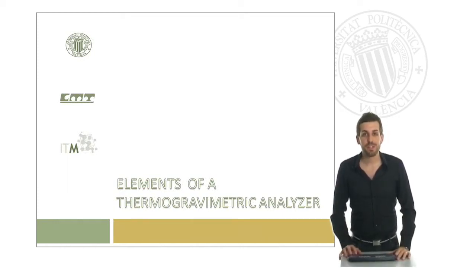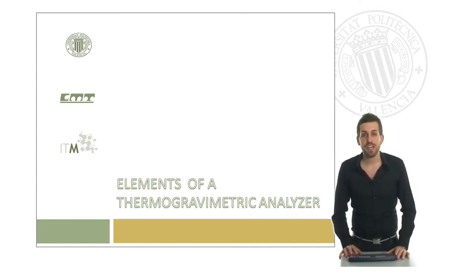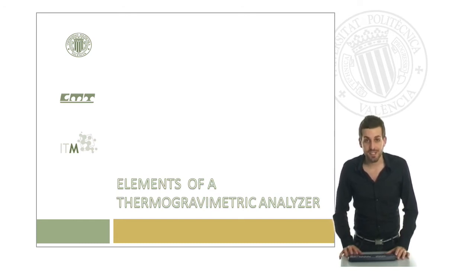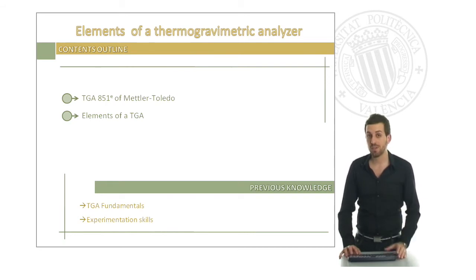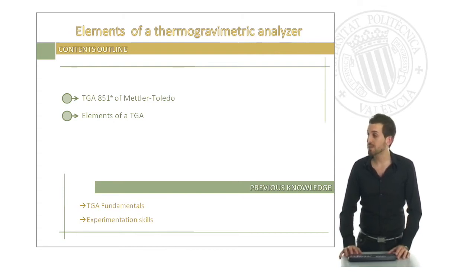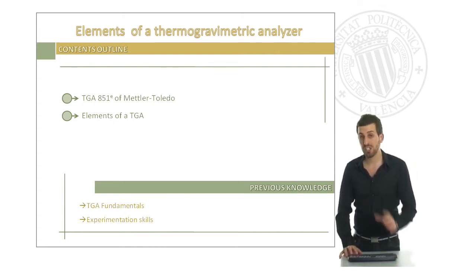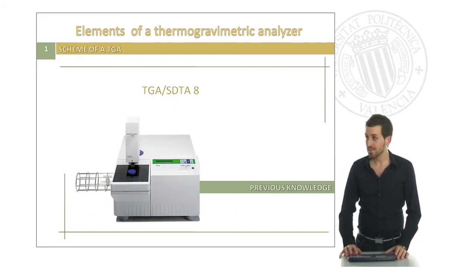Welcome back to this new presentation regarding thermogravimetric analysis, in which we are going to see the different elements that can be found in any TGA thermogravimetric analyzer. As an example, we will present the elements of our TGA 851 of the company Mettler Toledo. As previous knowledge, it's good to know some TGA fundamentals as well as some experimental skills.